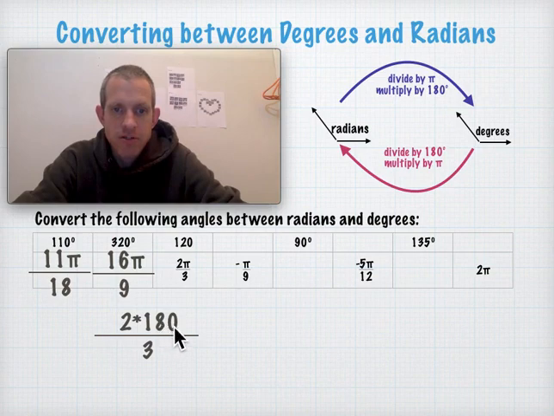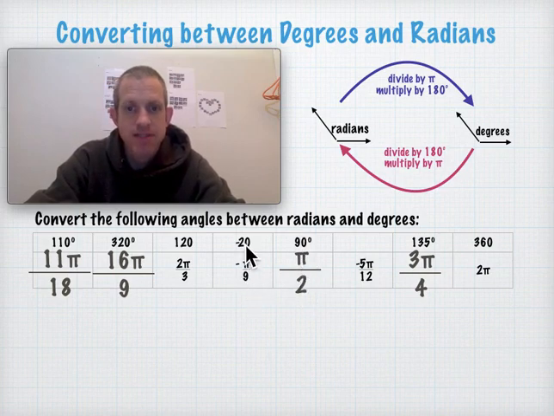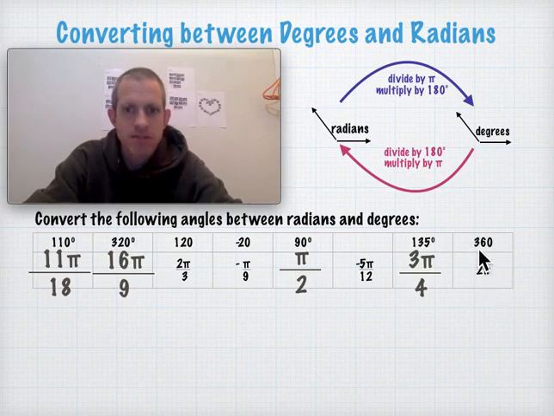I would encourage you to try to hit pause a moment and see if you can convert the remaining ones into whatever unit's not given to you. There, hope you were able to find that 90 degrees is pi halves. This negative pi over 9, it's the same thing as negative 20 degrees. 135 is 3 pi fourths. 360 is 2 pi. And in fact, that fact right there is probably an important one that you ought to try to commit to memory.